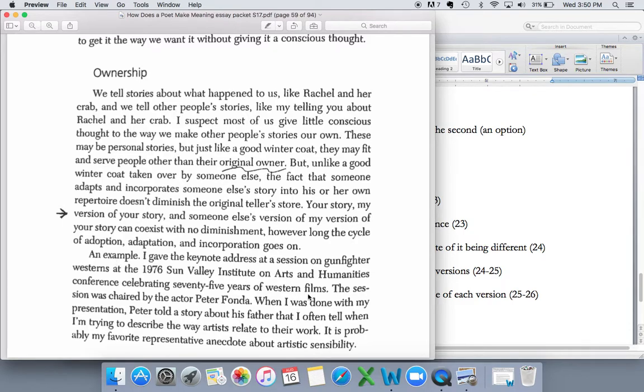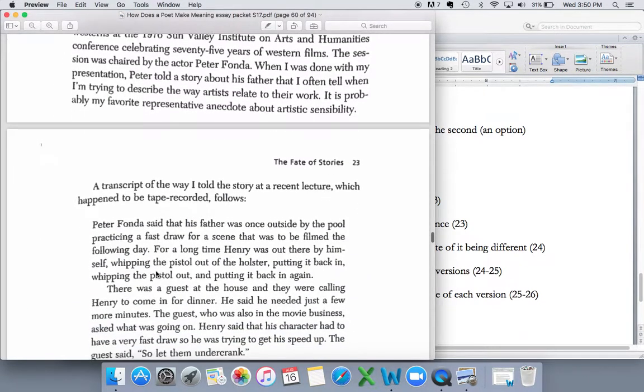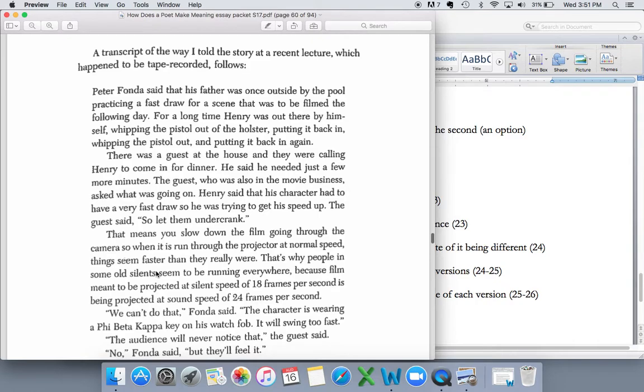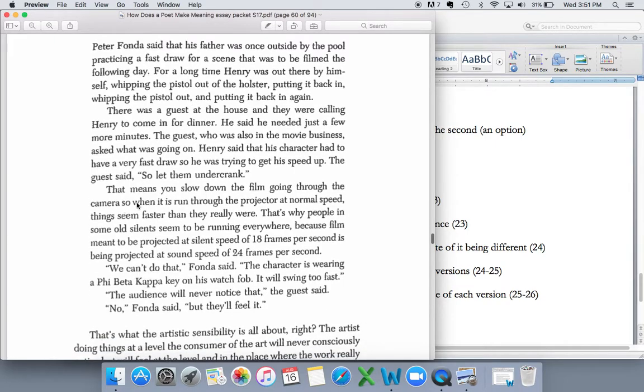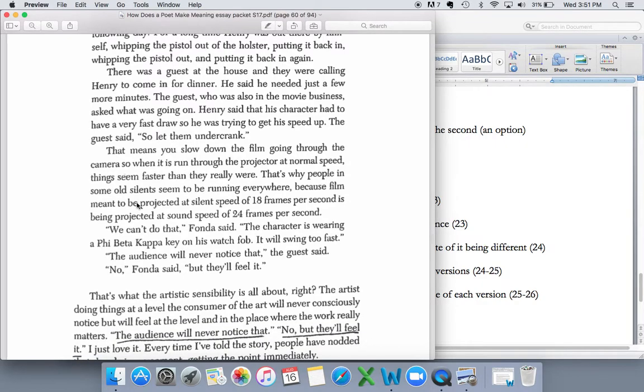And he's introduced that Peter Fonda tells the story, he tells the same story. It just gives us some context. Context is this conference and this particular time. Now we're going to move then into his introduction to the first version of the evidence. And it's short, but it's still there. He says, here's a transcript of the way I told the story at a recent lecture, which happened to be tape recorded. You see, he quotes the evidence for the reader to see in full.